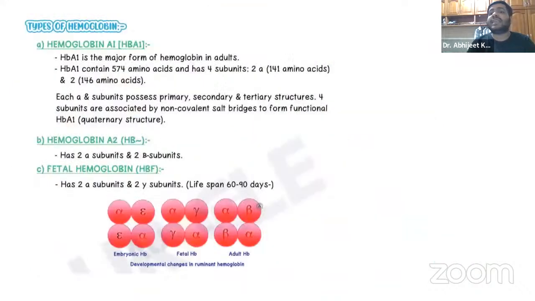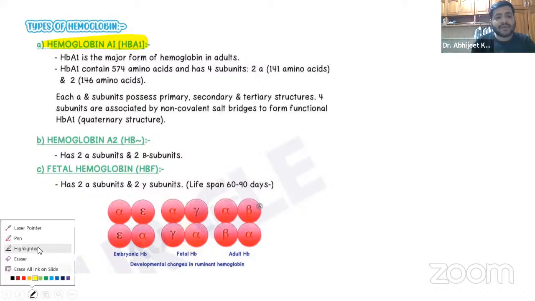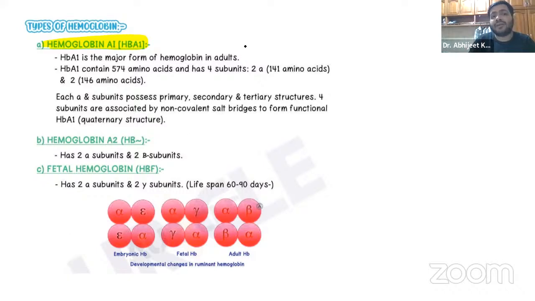Now, coming on to the types of the hemoglobin. The very first one, guys, that is displayed on the screen, is hemoglobin A1, HbA1, right? Now, HbA1, the first important question for exam: it is the major form of hemoglobin in adults. Again, a 1 mark Viva question: which hemoglobin is the major form in adults? It is HbA1, hemoglobin A1.